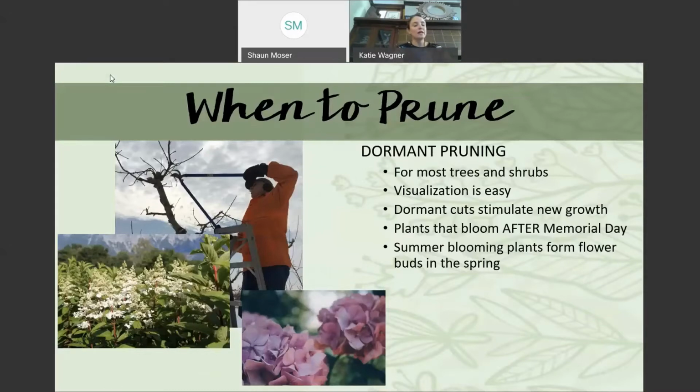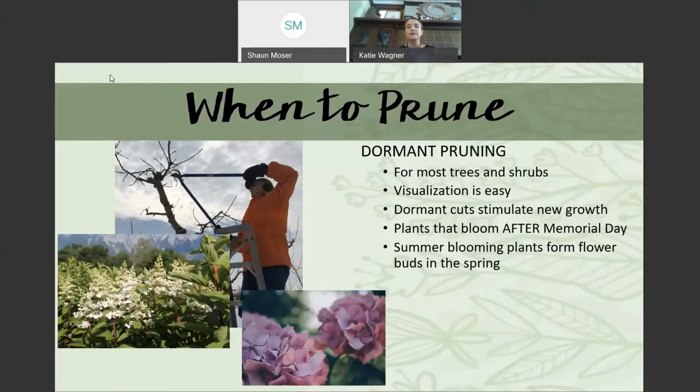Okay, when is the best time to prune trees and shrubs? Well, for most trees and shrubs, the best time is during their dormant period. And I would say that is just right about now. Actually, we're talking about February, March. And there are several reasons for this.